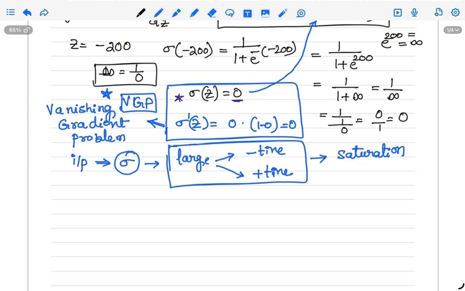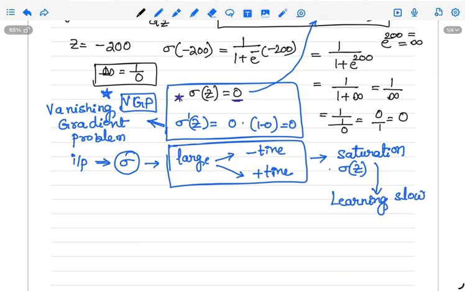So what is meant by saturation? When the input to a sigmoid function is a large positive number or a large negative number, the output approaches 0 and the gradient becomes nearly 0. Output and gradient both become 0. This is called sigmoid saturation. Sigma of z saturation makes the learning rate slow. Learning becomes slow.